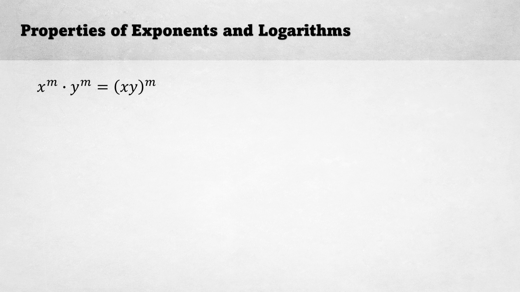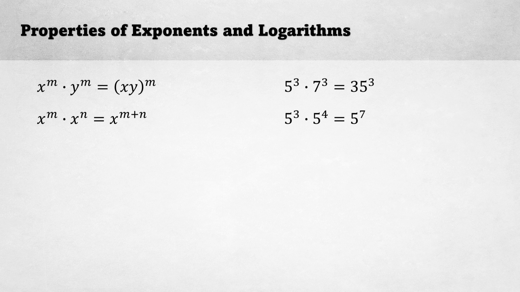Given two different bases x and y, x to the m times y to the m can be expressed as the quantity xy to the m power. For example, 5 cubed times 7 cubed can be written as 35 cubed. x to the m times another expression with the same base, x to the n, can be expressed as x to the quantity m plus n. For example, 5 cubed times 5 to the 4th can be written as 5 to the 7th.